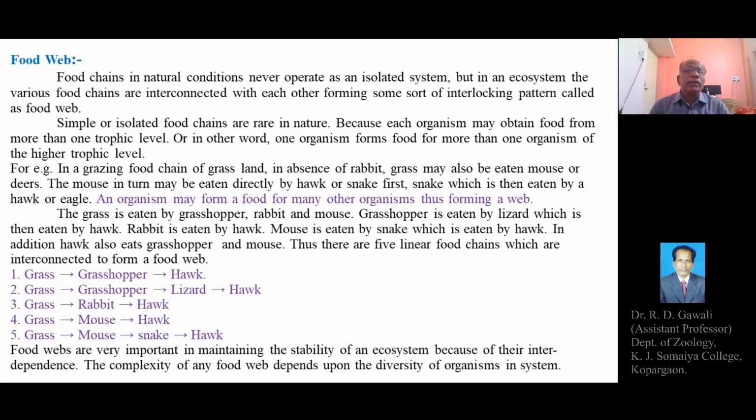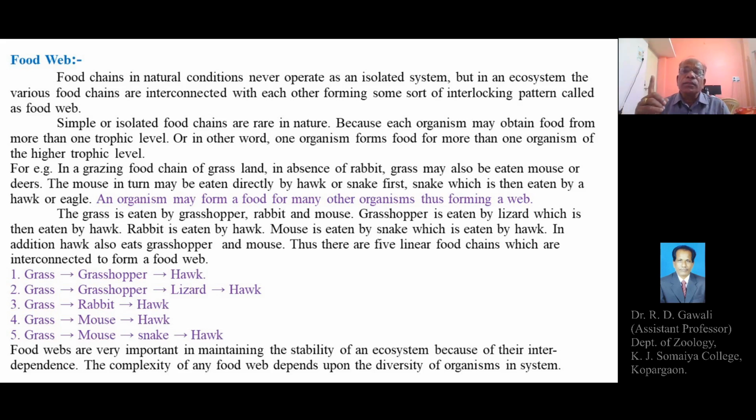We will repeat the same again. The food chains in natural conditions never operate as an isolated or single system in an ecosystem, but there are several food chains which are interconnected with each other, forming a sort of interlocking or complex network pattern of different food chains. They interlock and serve as food for different trophic levels or more than one trophic level of the other food chains, and this complex interlocking mechanism of the food chains is called a food web.